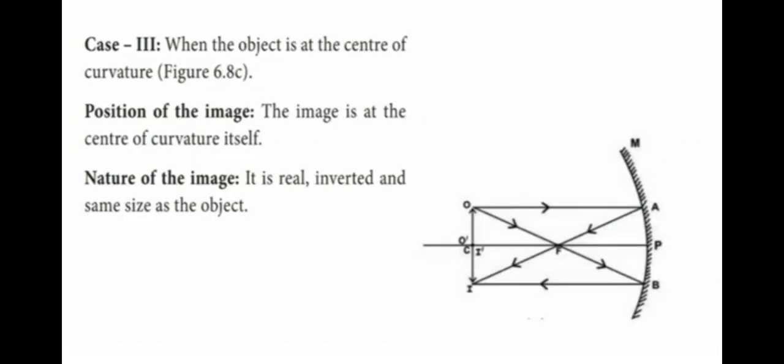In case 3, when the object is at the center of curvature, the object is placed on the center of curvature C. Now the position of the image is at the center of curvature itself. The same place, the image is also formed. Nature of the image is real, inverted and the same size as the object. So I and I dash represent the image, which is downwards. O dash is the object.